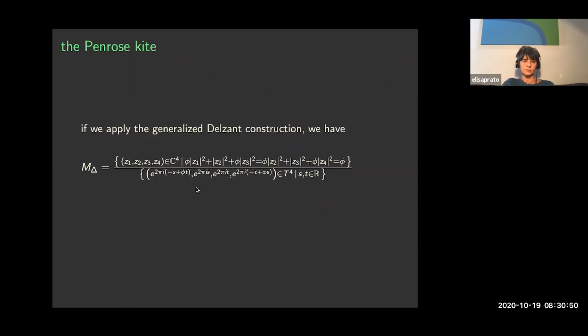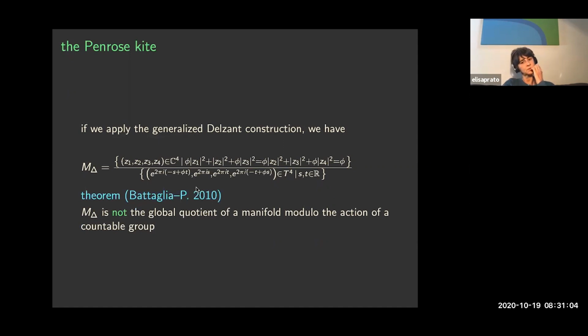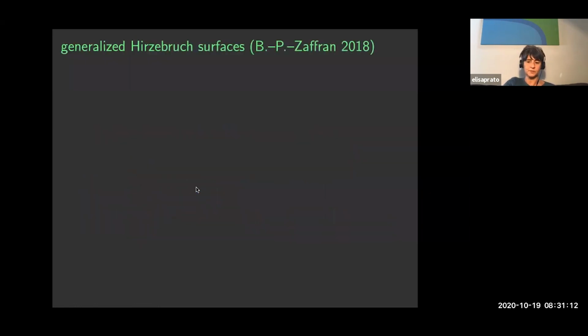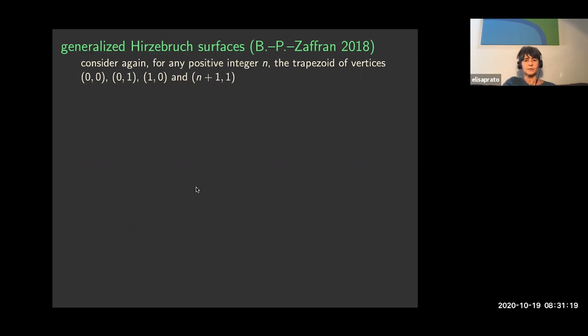So if we apply the generalized Delzant construction, we get this quotient. And what we showed is that this is not a global quotient of a manifold modulo the action of a countable group, which makes this example quite interesting. Yes, let me go back to the trapezoid.